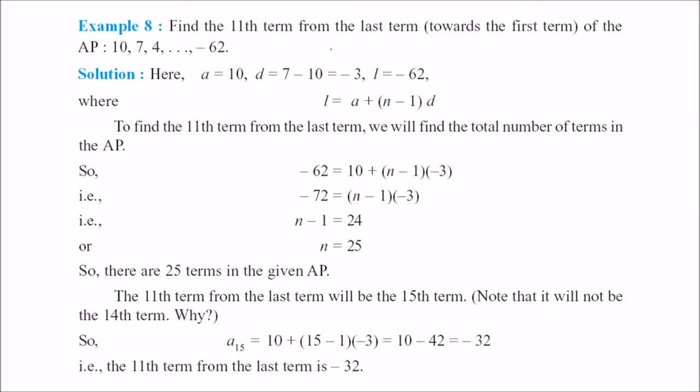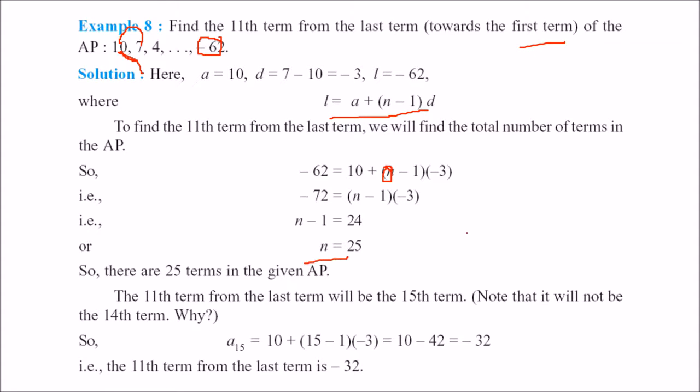Find the 11th term from the last term towards the first term of the AP. So this is the first term. The difference is 7 minus 10. There are two methods actually. The first method we are discussing. First is A, then D, and then the last term is minus 62. So L is equal to A plus (n minus 1) into D. So you can find n from here.